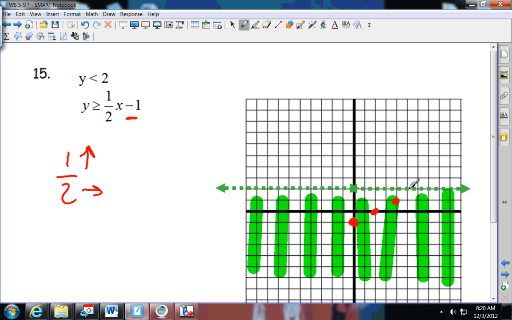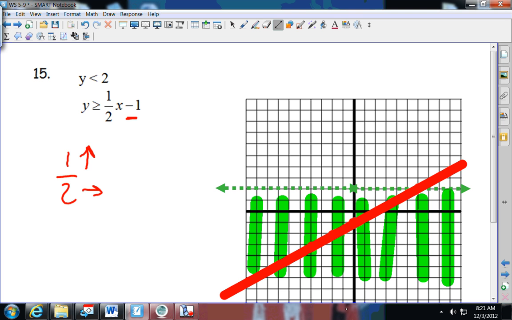Up 1 to the right 2 and put a dot. Or I can go down 1 to the left 2. Is this supposed to be a solid or a dashed line? Solid. There it is. All right, solid line. Here we go.